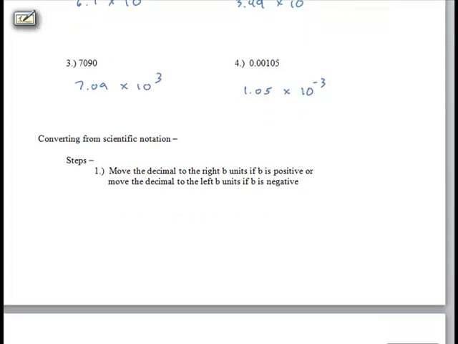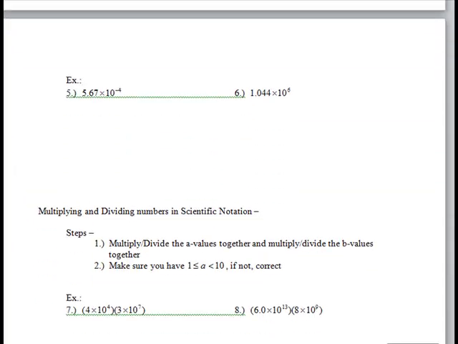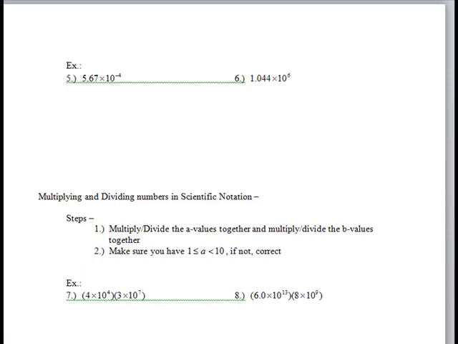So writing the number into scientific notation, and then converting the number back into standard form, taking the number out of scientific notation. Example 5, 5.67 times 10 to the negative 4, so we know we're going to move the decimal place 4 places. And since that exponent is a negative 4, that means our number 5.67 is going to get smaller. So in order to make that number smaller, we have to move the decimal place to the left. Move it to the left 4 places, giving us 0.000567.